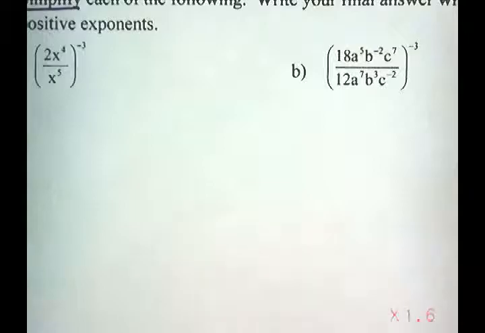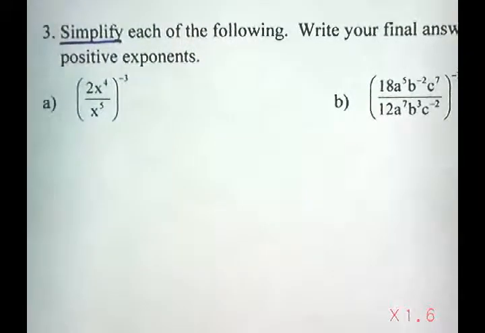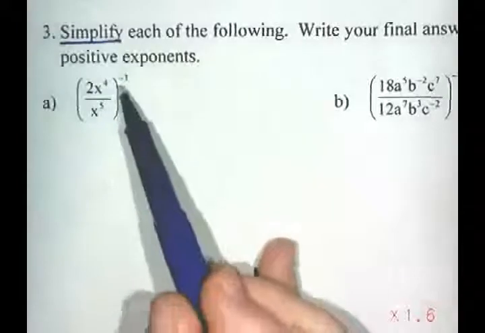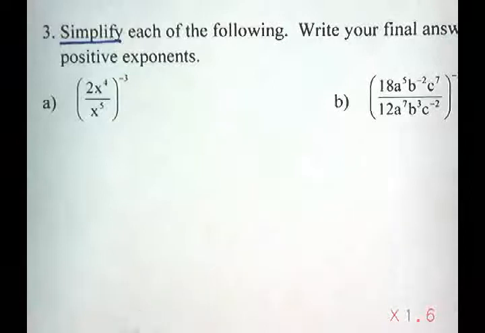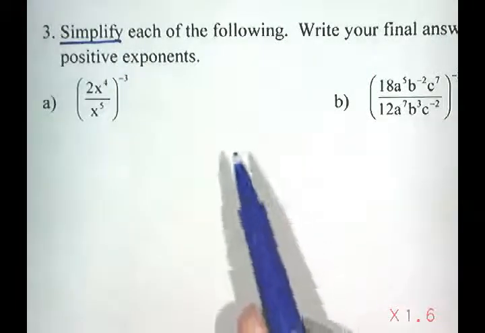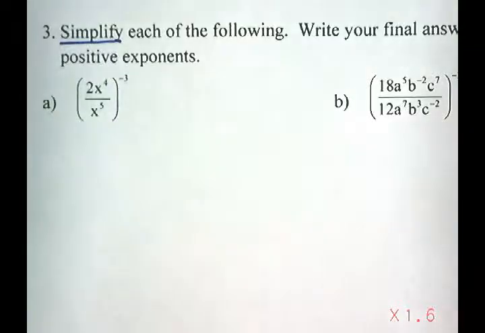So I'm just going to zoom in a little bit here. I'm going to start with the first question that says 2x to the 4 divided by x to the 5, to the power of negative 3. Now, I'm not going to deal with the fact that I have negative exponents until my very last step. That will always be the last thing that I do. So what I will do instead is I will try to use exponent laws to simplify as much as possible.